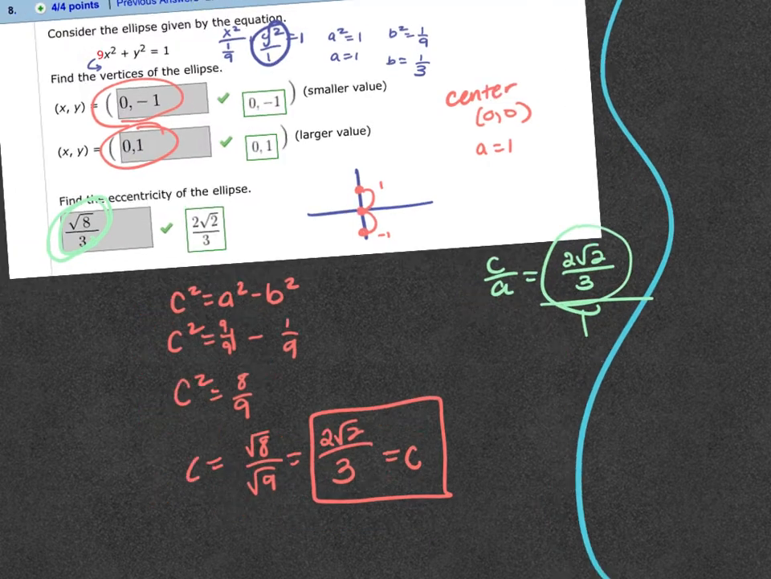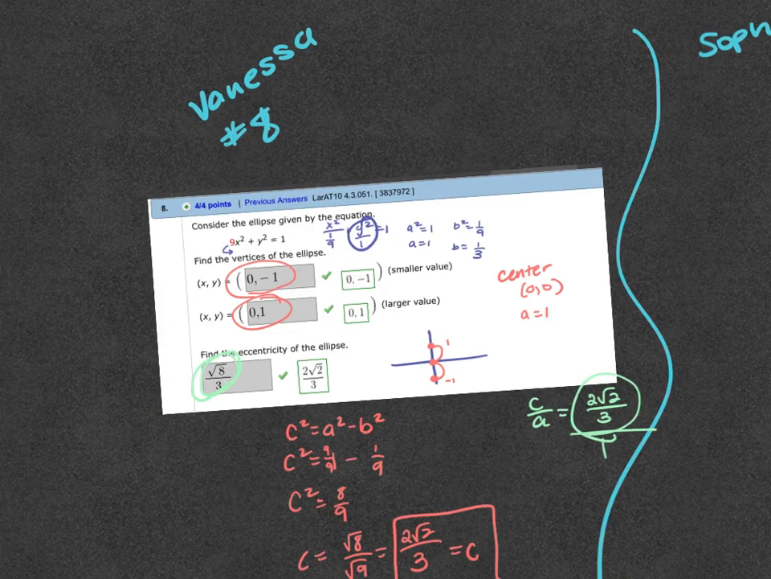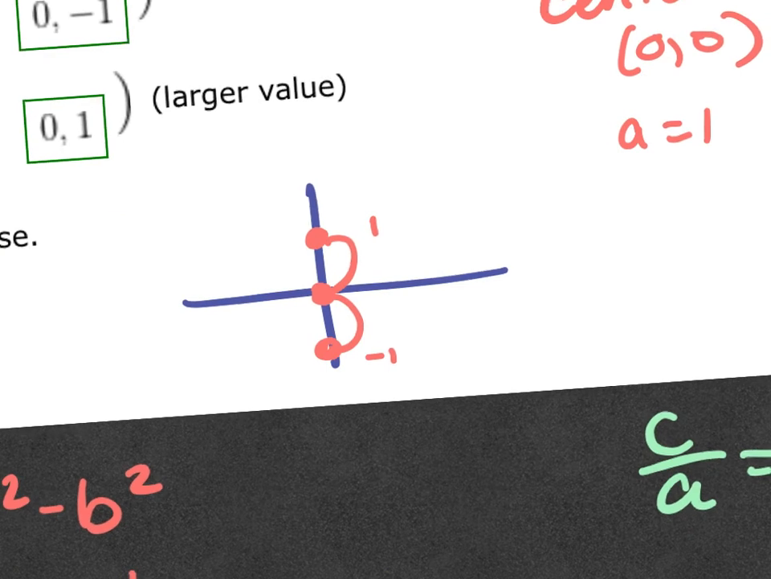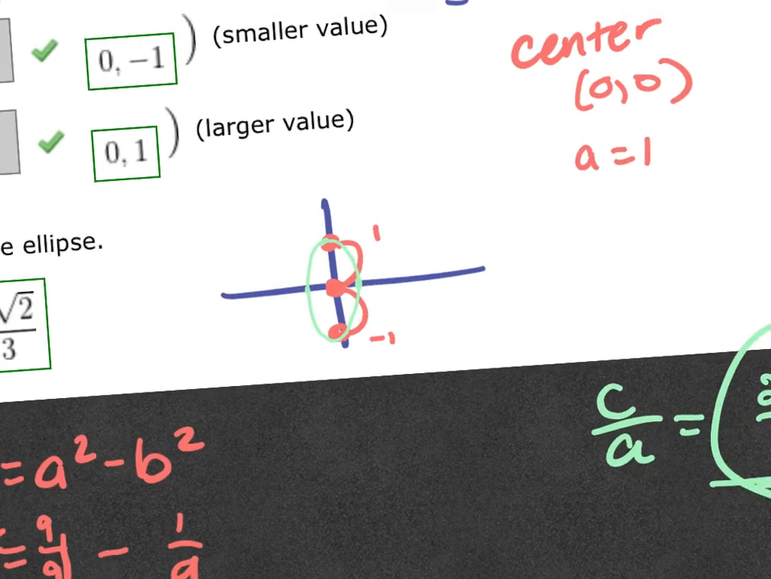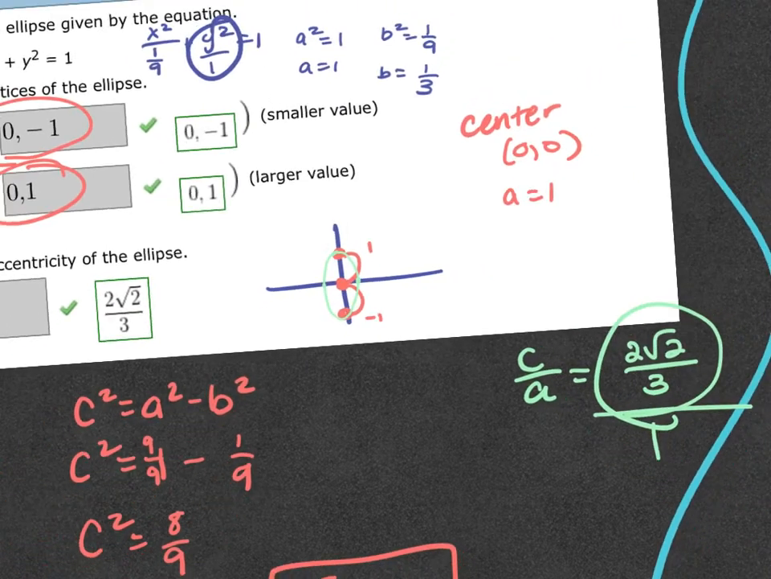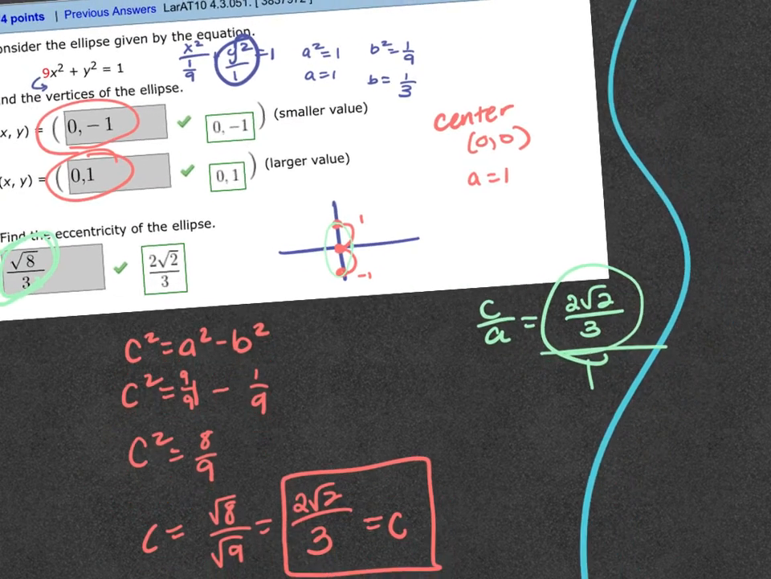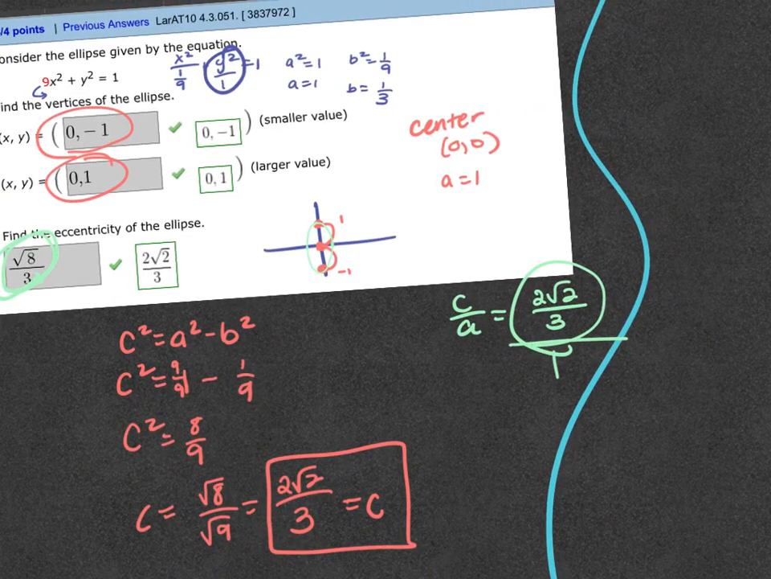So if I was to graph this, because that was the last part, obviously I'm going up and down 1. Then I have to go right and left 1/3. So it looks something like that. And then the foci, I would take my center, which is 0, 0, and add and subtract the c from the y because it's vertical. So it would be 0, -2 root 2 over 3, and 0, +2 root 2 over 3.